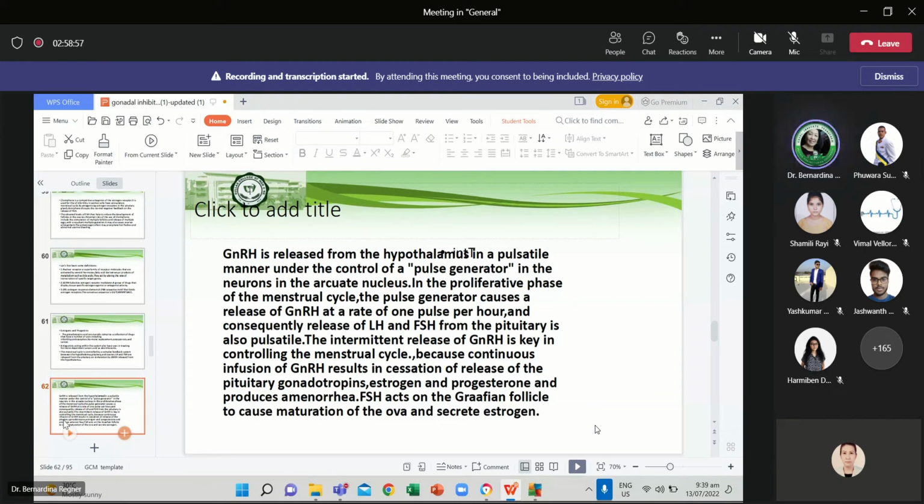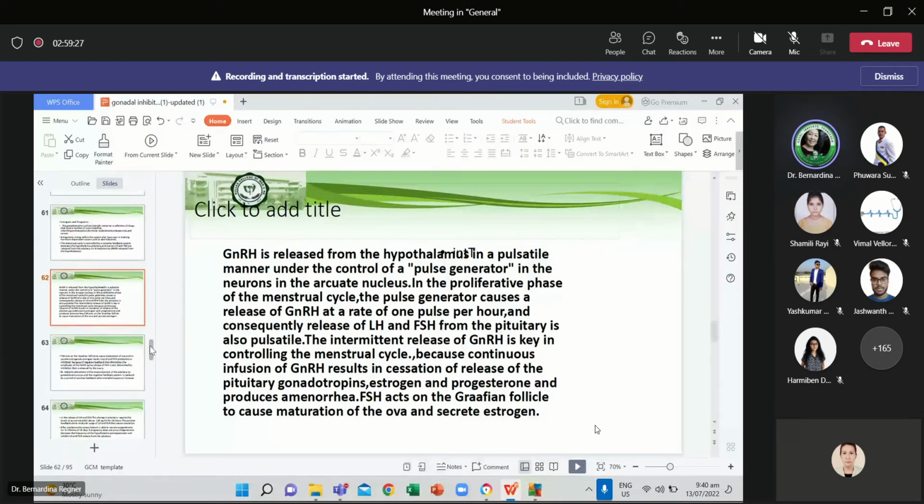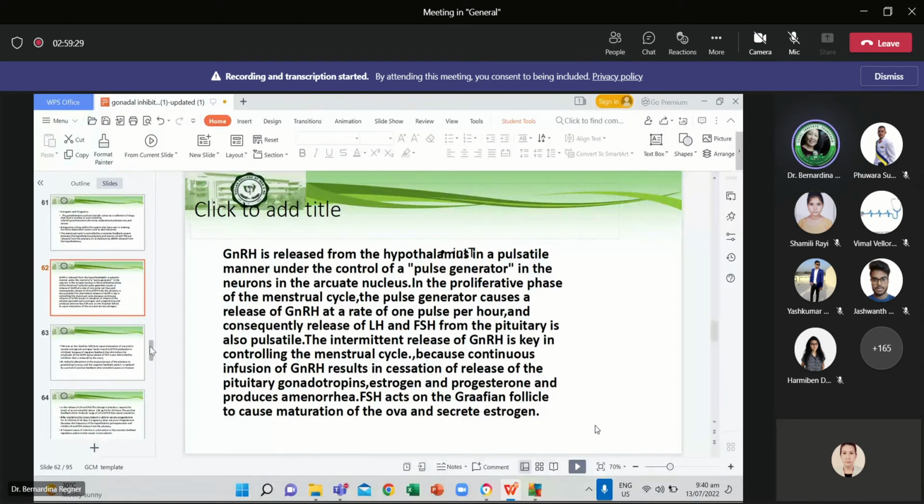So, FSH, you know already, will act on the Graafian follicle to cause maturation of the ova, and your luteinizing hormone will cause an LH surge and will produce what? Ovulation. So that's how it is. So the word is pulsatile, intermittent, and will cause maturation of the Graafian follicle by your FSH and surge of your LH that can cause ovulation.